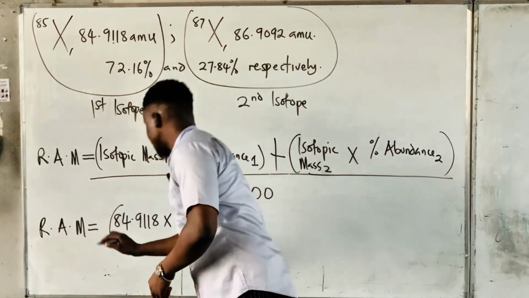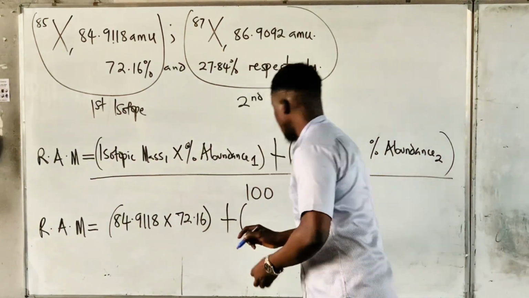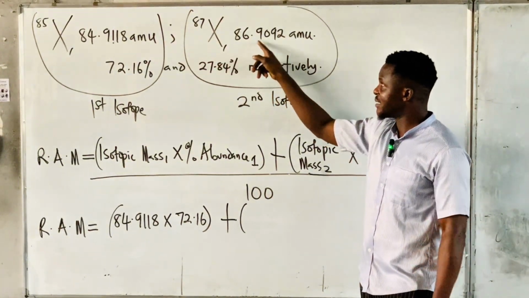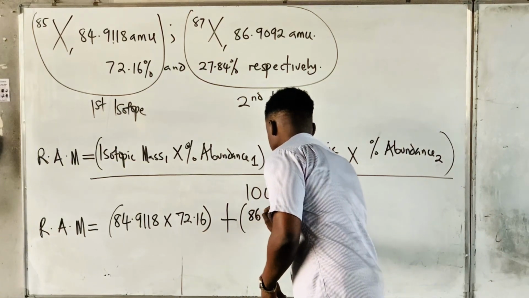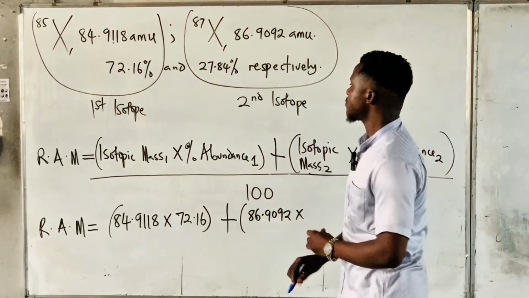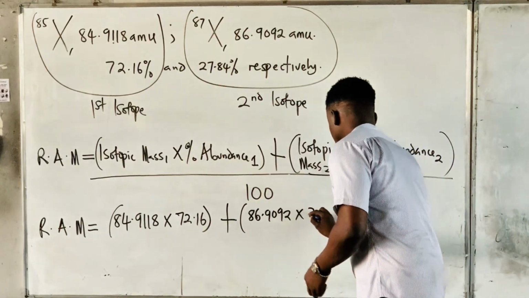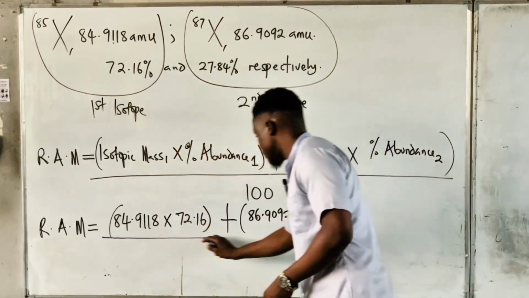72.16. I'll enclose that part in a bracket. Now this plus, the second isotope is 87. The mass of this second guy is 86.9092. So this becomes 86.9092 times the second isotope, the percentage abundance is 27.84. Now, this is divided by what?